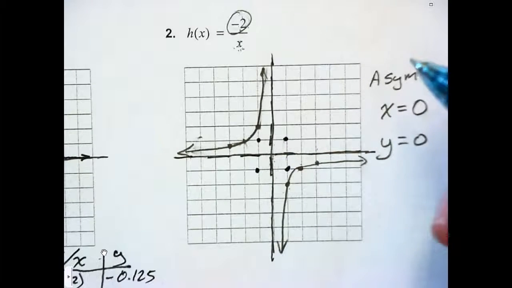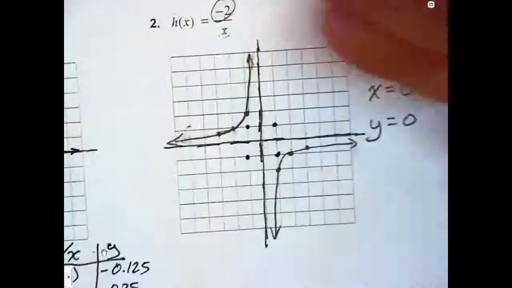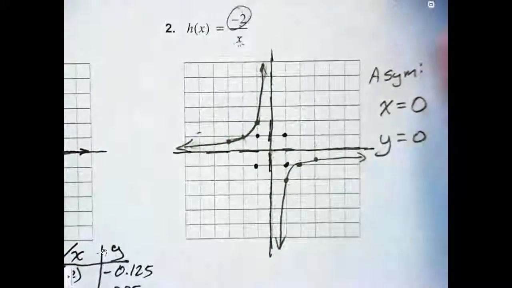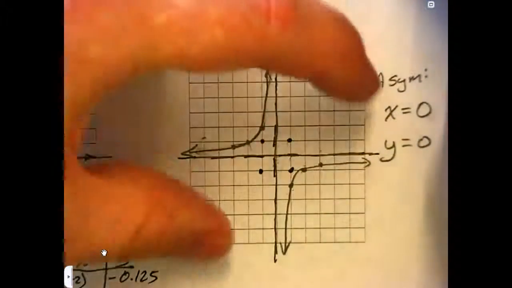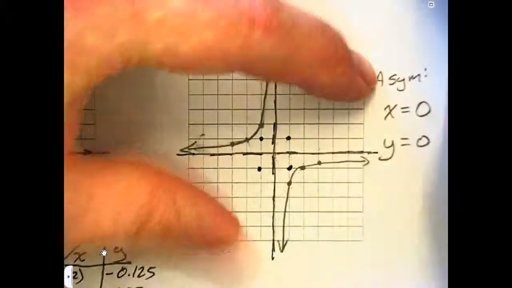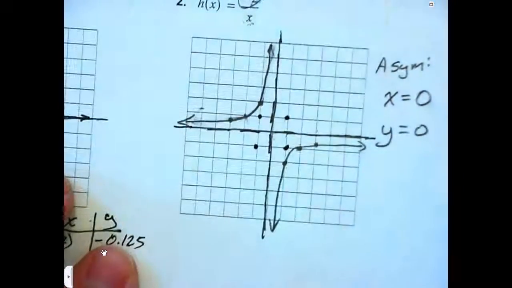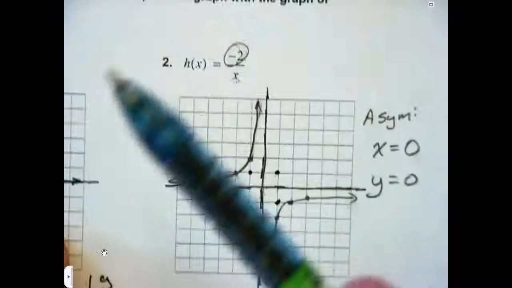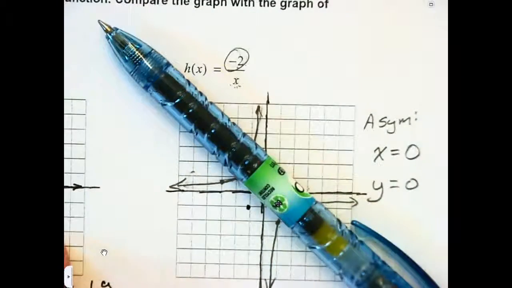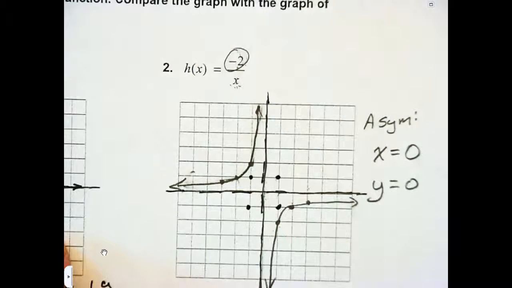It reflected it. Okay? It reflected this way and that way. It moved our branches from quadrants 1 and 3 to 2 and 4. It means that if I put a line here, it is falling from left to right because of that negative symbol up there. Okay? Questions?